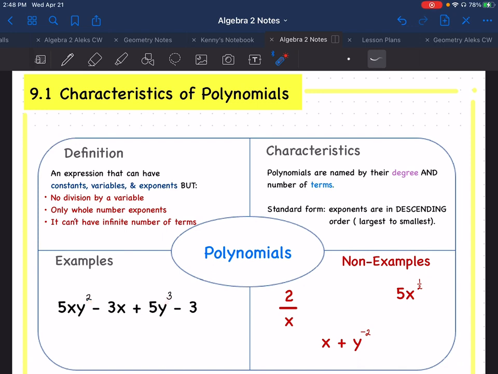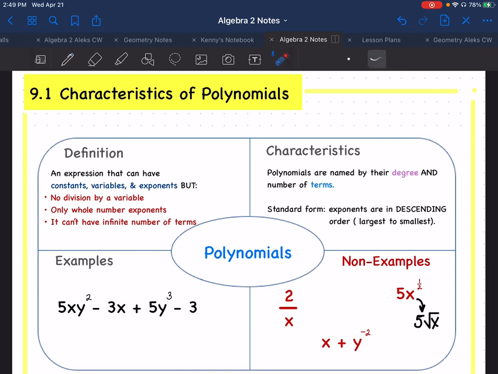These are some non-examples. Here is the example of division by a variable. This is not a polynomial. You have to have whole number exponents. This is not a whole number exponent. In fact, I could rewrite this expression, sorry, it's not a polynomial, as 5 times the square root of x, because the exponent of 1/2 is the square root.